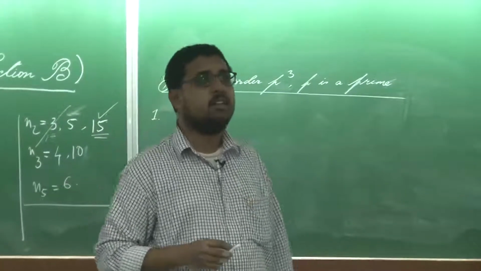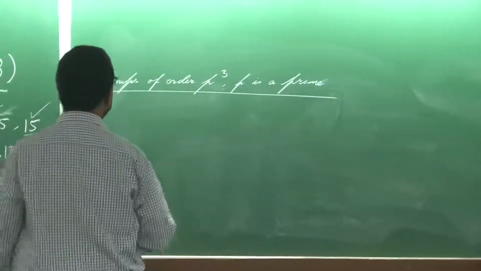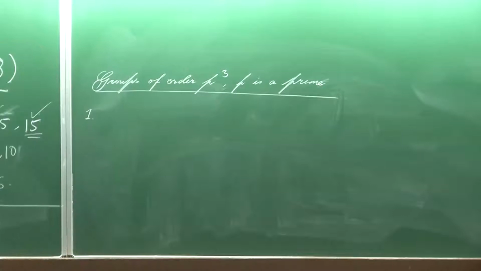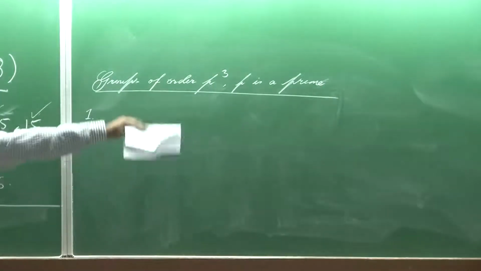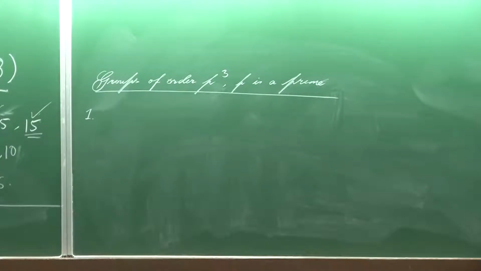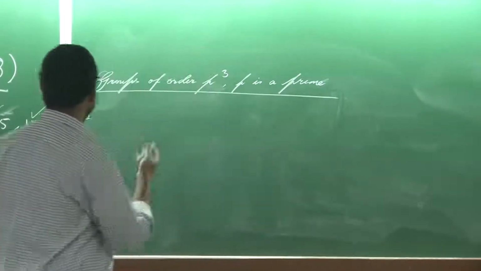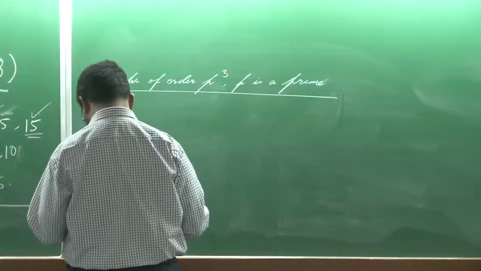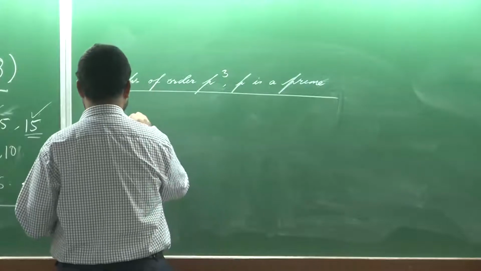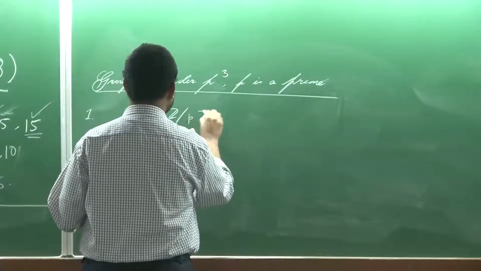First let us do the constructions, and once we are done with the constructions, we will show that when P is an odd prime, any non-abelian group of order P cube must be isomorphic to one of the groups that we constructed. So let me first do the construction. First let us start with this.